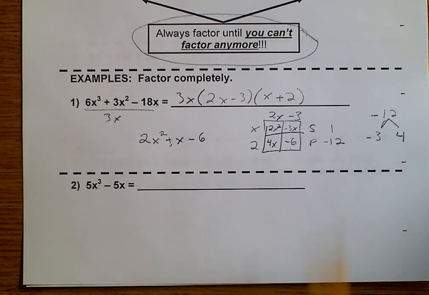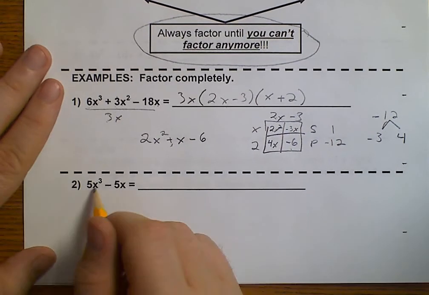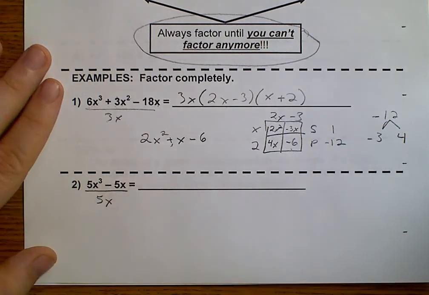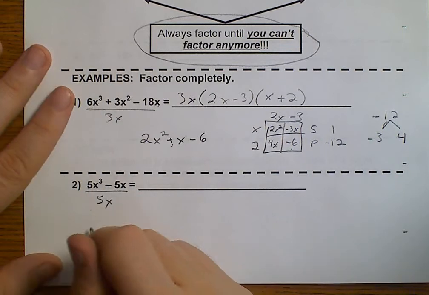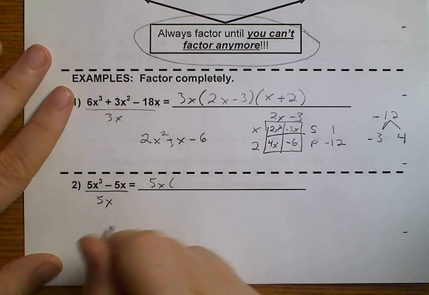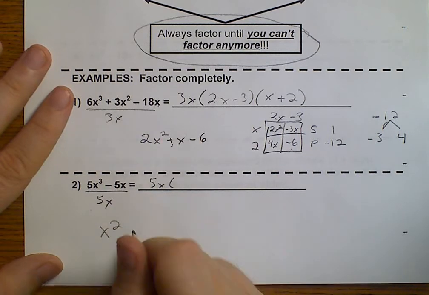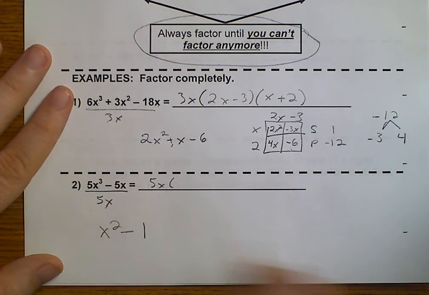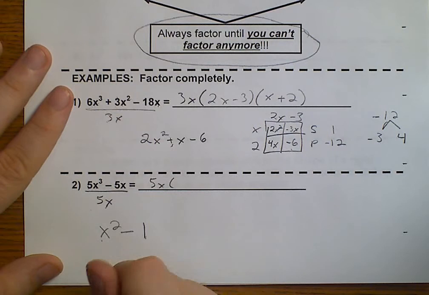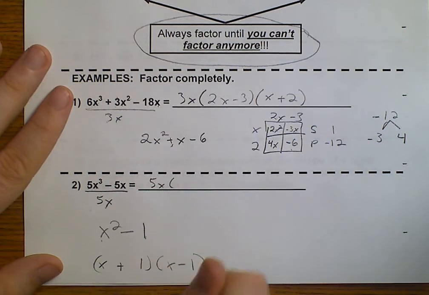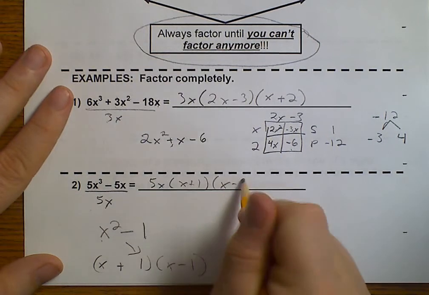Moving on to number 2. I look at this and go, well, I can divide everything by 5x. So 5x cubed divided by 5x, I can pull the 5x out. That gives me x squared. 5x divided by 5x is 1. I'm looking at this. Well, x squared is a perfect square. 1 is a perfect square. And so this turns into that. So it's 5x times x plus 1 times x minus 1.